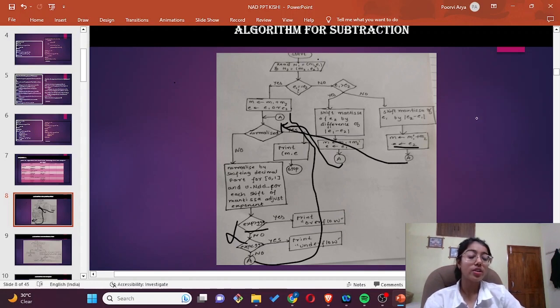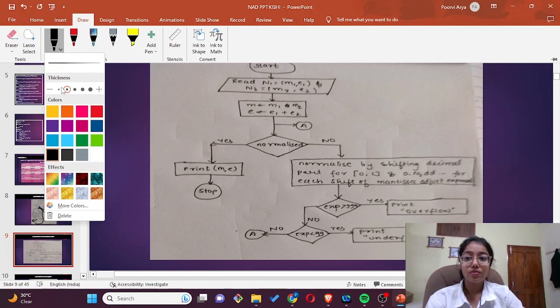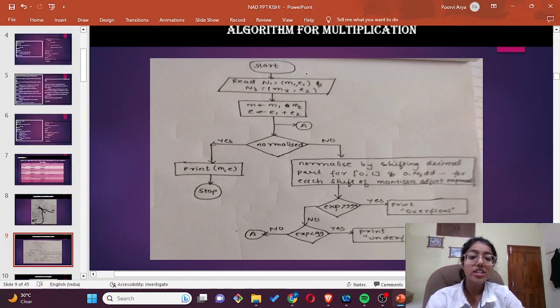Okay, this was the algorithm of subtraction. Now let's go to the algorithm of multiplication. Here we start. We read the values of n1 and n2 with mantissa and exponents.